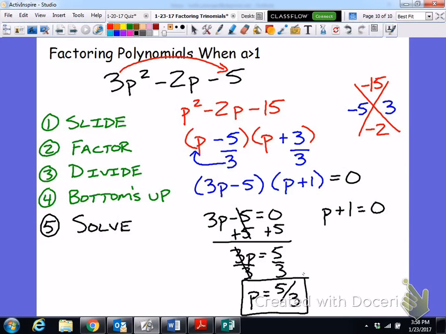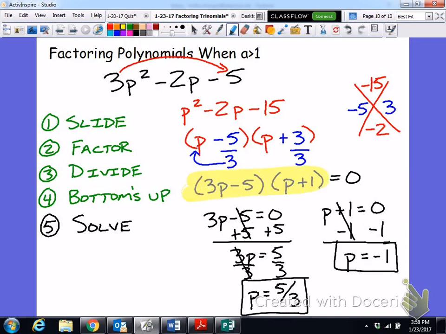For my next factor, it's as simple as subtracting 1 from both sides, and p equals negative 1. So not only did I factor the highlighted portion right here, those are my factors, but I also solved for p at the bottom. P equals 5/3, and p equals negative 1.